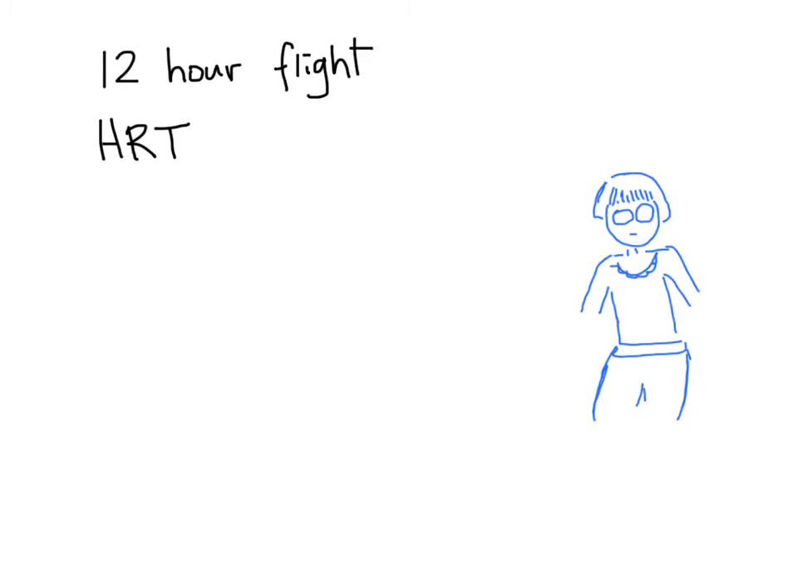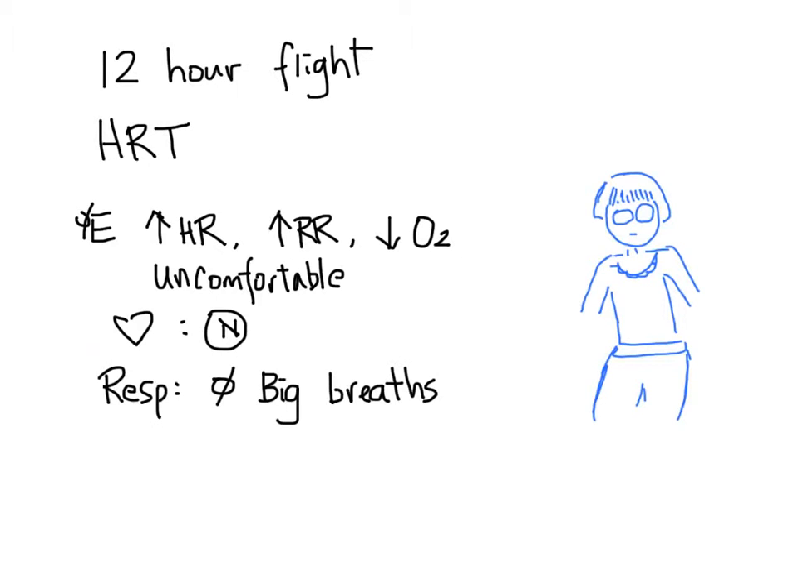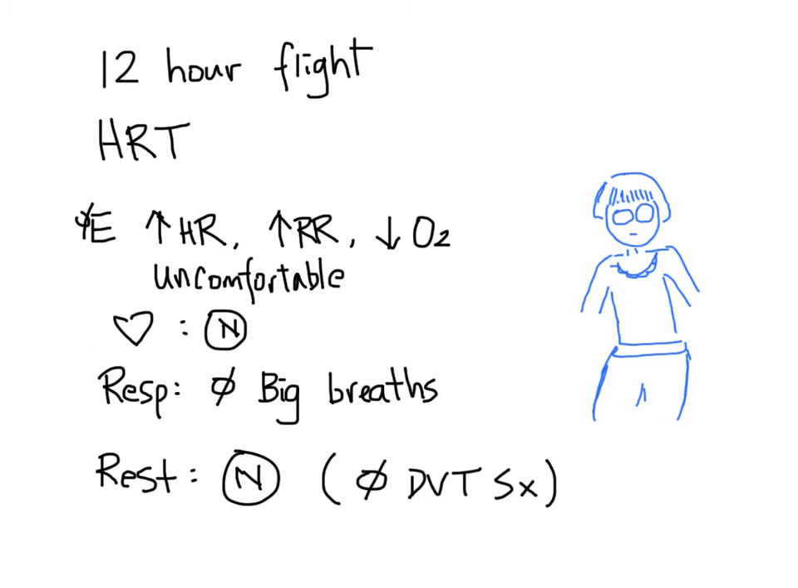On examination, she is still tachycardic, tachypneic, and hypoxic on room air. The patient looks uncomfortable. Her cardiac exam is normal. For the respiratory exam, you are unable to hear good breath sounds because she's unable to take a big breath. The rest of her examination is normal, including no signs of DVT in the legs.